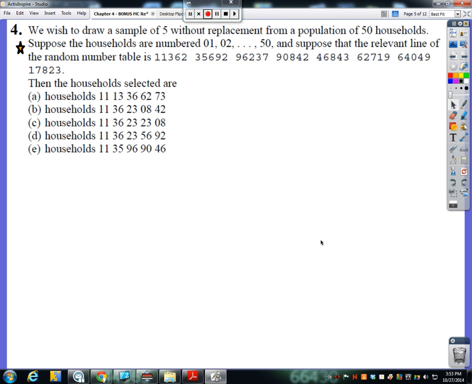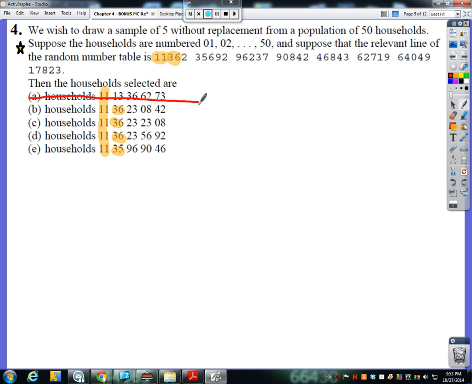Number 4. We wish to draw a sample of 5 without replacement from a population of 50 households. Suppose the households are numbered 01 to 50, and suppose that the relevant line of the random number table is the following. Then the households selected are, so let's see, who would we hit? First we'd hit house 11. Boom, all good there. Then we'd hit house 36. Oh, okay, so we've knocked out A.